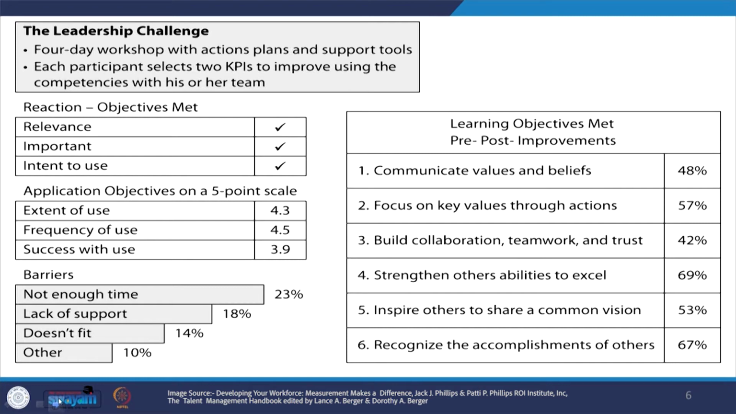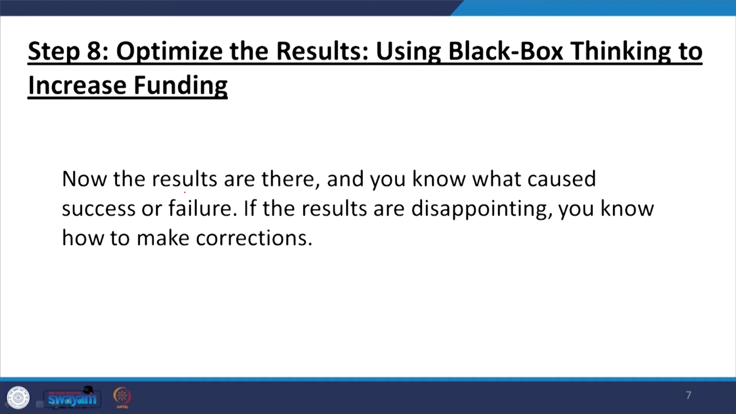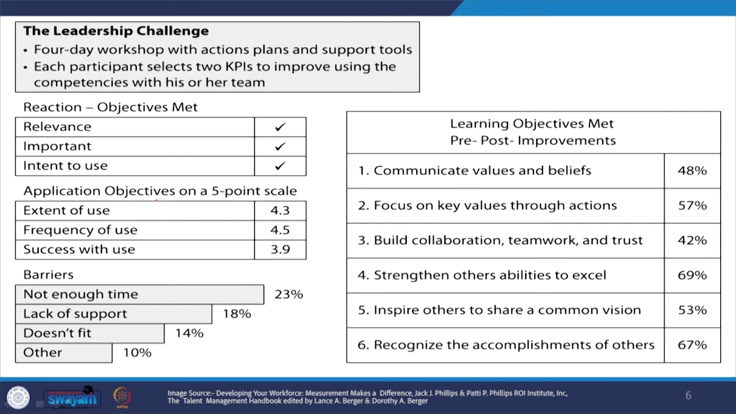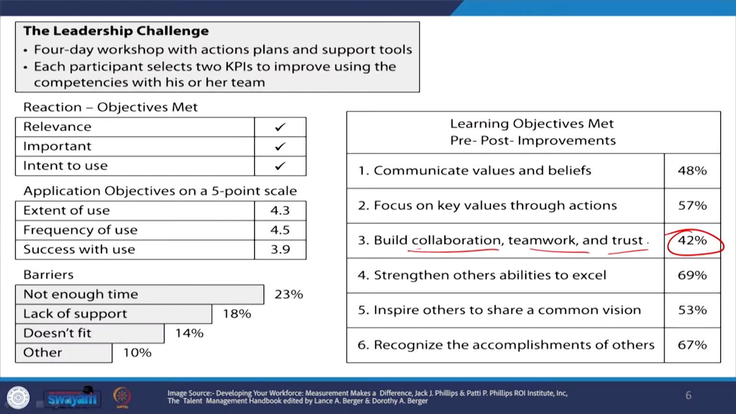The abilities to excel of the participants led to success, and the team building, point number 6, recognize the accomplishment of others, 67%. That has also been appreciated. However, communicate the values and beliefs is 42, and build collaboration, teamwork and trust is 42%. So when we are talking about the failures, I would like to connect this failure with this, because this is the minimum result. The failure is build the collaboration, teamwork and trust, and naturally it is less than 50%.